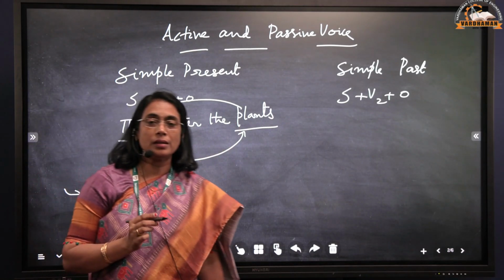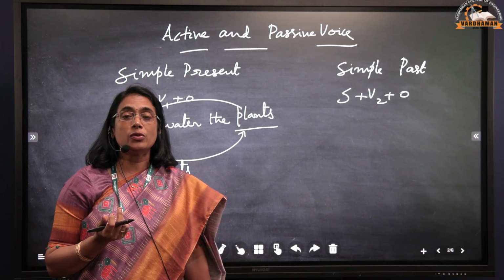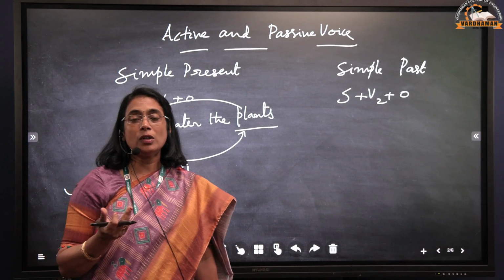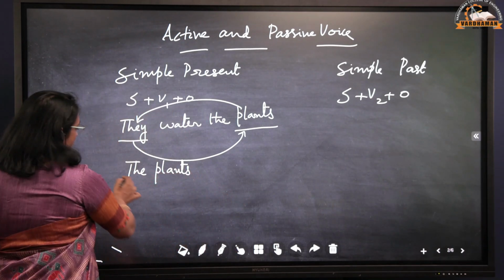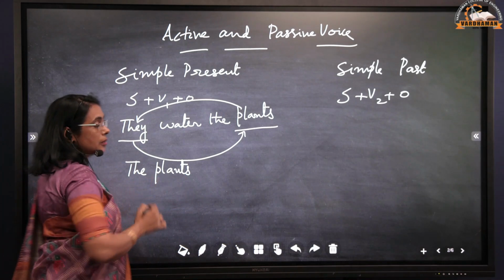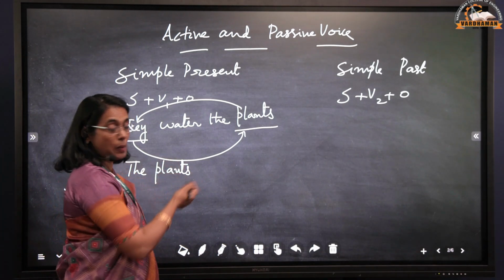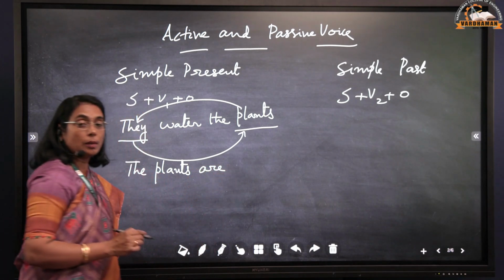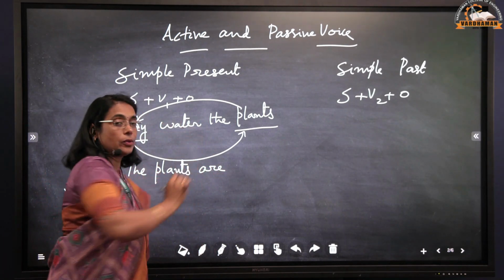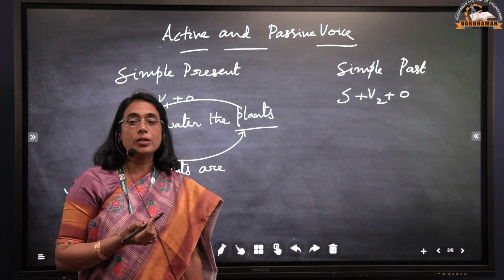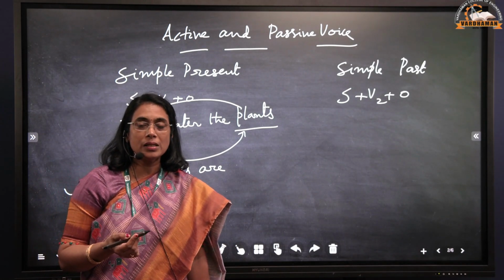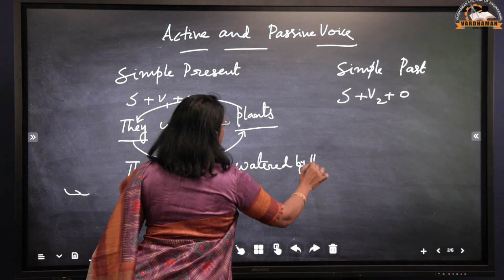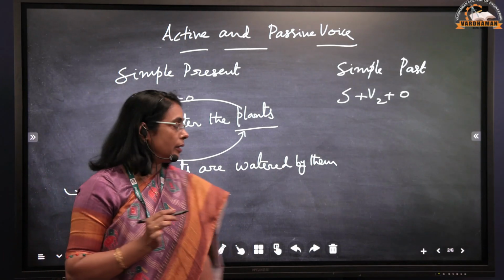In simple present tense, generally in the present form, what are the helping verbs we use? Either is or am or are. These are the helping verbs we use in present form. So here since the plants, the new subject, is plural, it should be followed by are. The plants are V3 form of the verb. While changing a sentence from active voice to passive voice, we need to use V3 form of the verb, that is the past participle of the verb. The plants are watered by them.